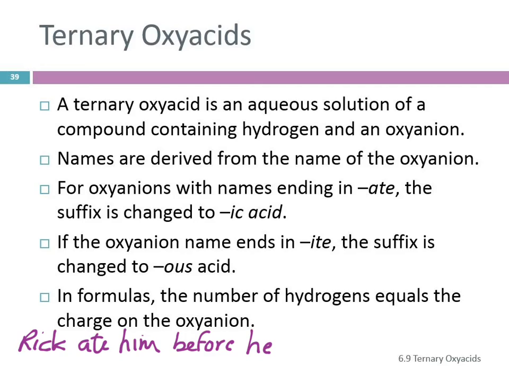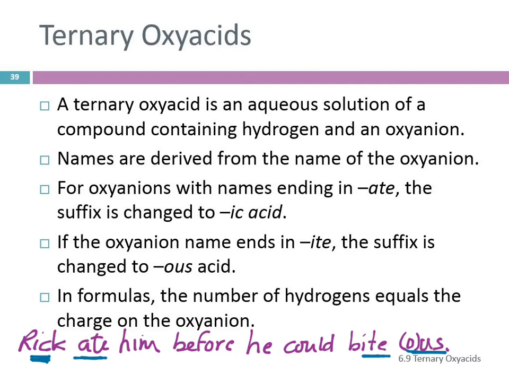What kind of a sentence is that? It's silly. The sillier, the better. Rick ate him before he could bite us. So this is how you remember which goes with which. There's the ic and ate. Those go together. Ite and ous go together.